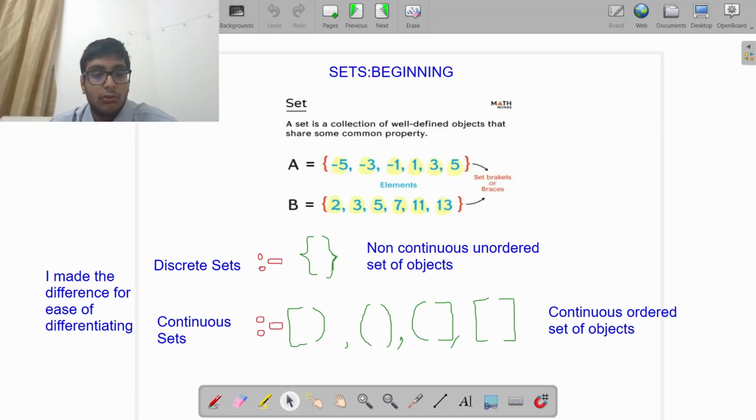Now, look below. We don't have to focus on this much because I'll be teaching you in a few minutes, but we need to know more about discrete sets and continuous sets. As you can see over here, we use these curly braces for discrete sets, the ones that are used in the definition itself. And we use these kinds of brackets for continuous sets. I'll be making this difference later on in the video.